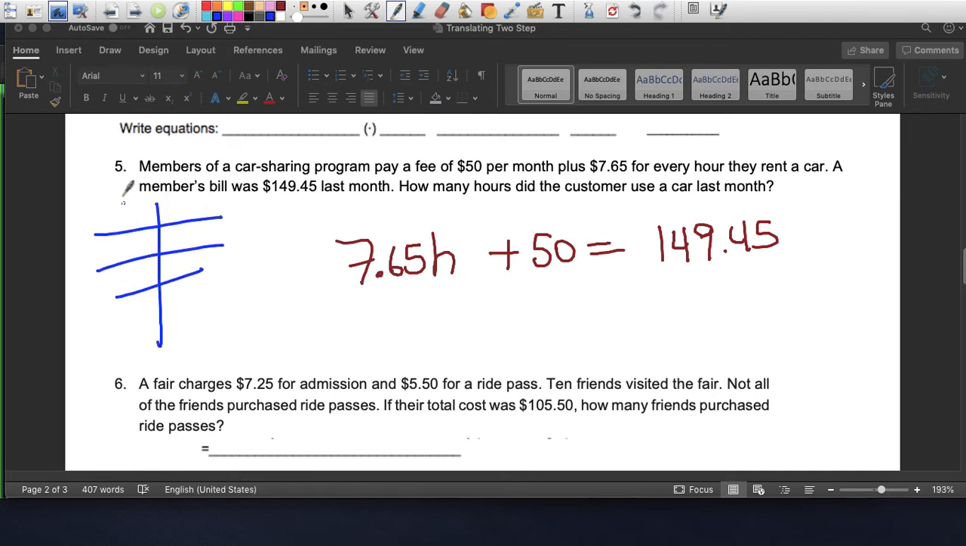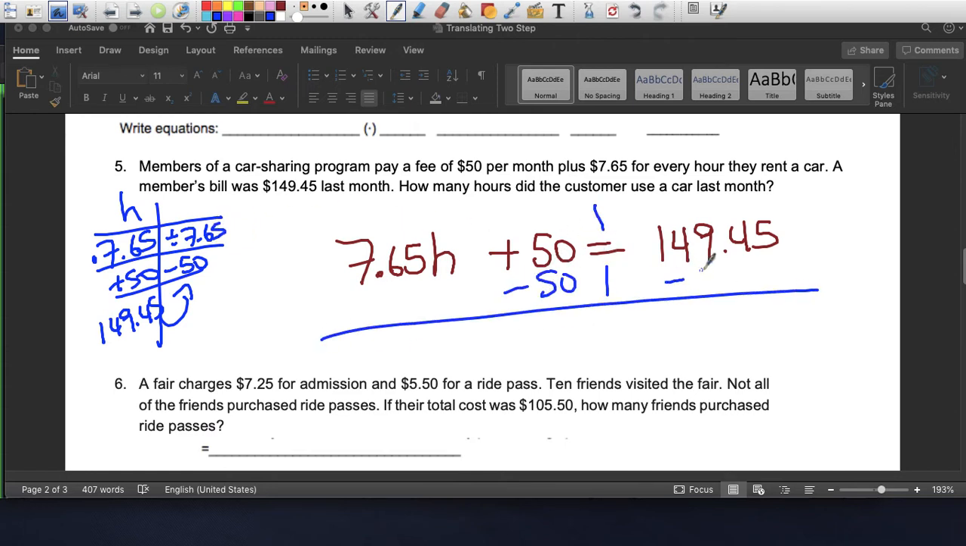So here's my variable h, which is being multiplied by 7.65, and then plus 50 equals 149.45. Going backwards, we're going to do minus 50 on both sides and then divide by 7.65. So minus 50, minus 50. This goes away, 7.65h comes down, and this is going to be 99.45. And then we divide by 7.65 and divide by 7.65.